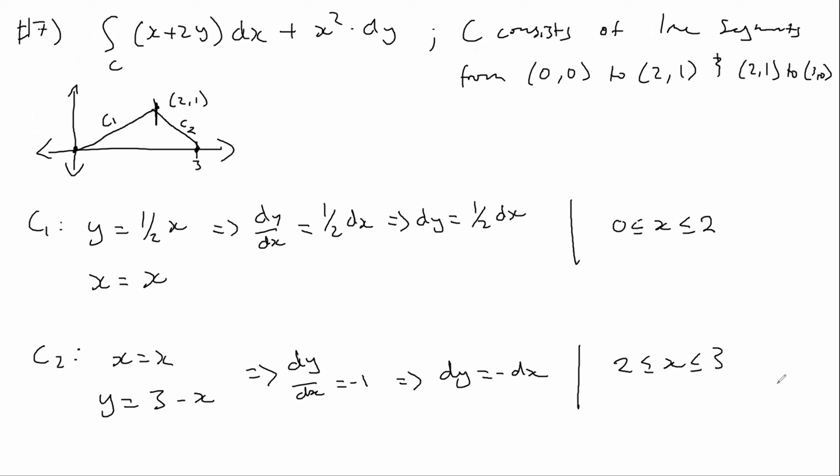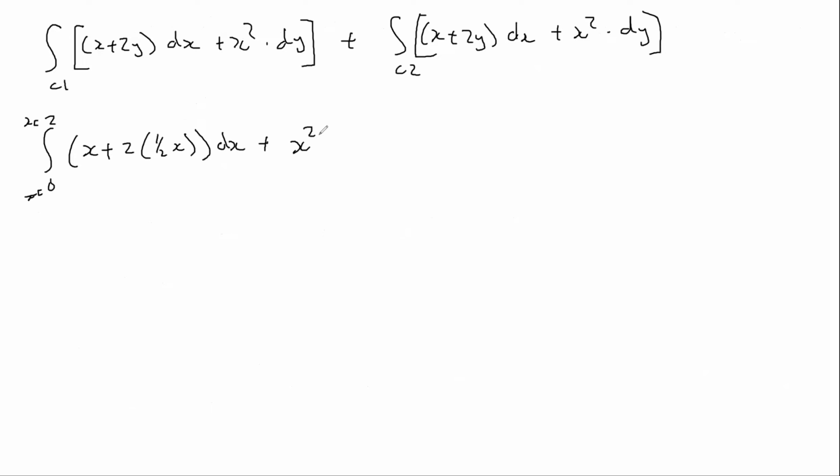Okay, so what we have here is dy is equal to negative dx. And then, where was I? Sorry for the interruption. All right, so let's go back to this right here. So we have x squared. And then, yeah, x squared.